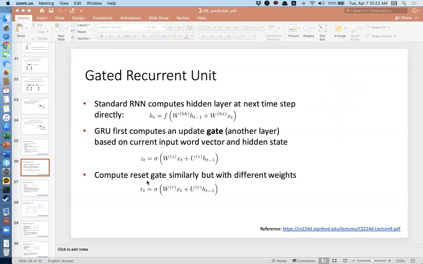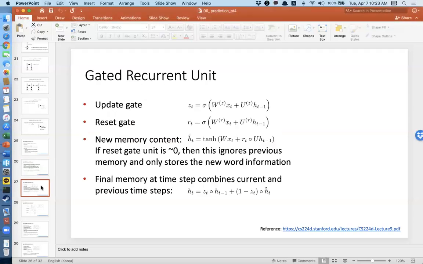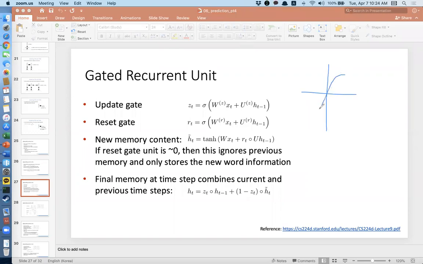So we first use some new sets of parameters to calculate ZT and RT at the t-th time step. Then there's a new intermediate memory content. Before we get to the final HT, there's HT tilde, which is calculated by this formula. Now it's using tanh. I'm pretty sure a lot of people are familiar with tanh, but if not, tanh looks like this. Here it is one, here is negative one. So tanh forces the activation value to lie between one and minus one.